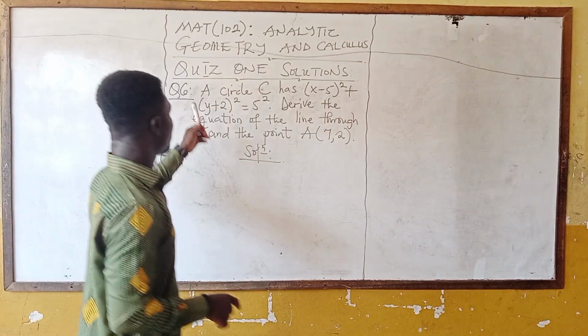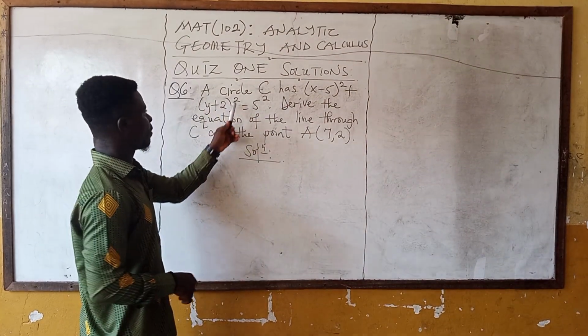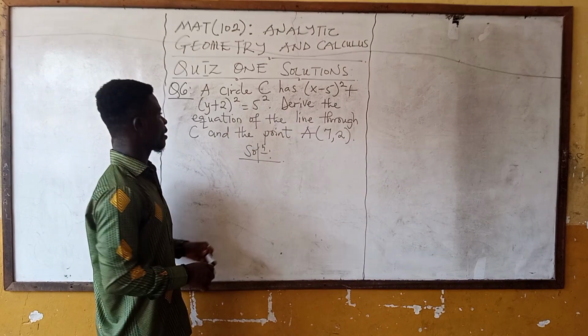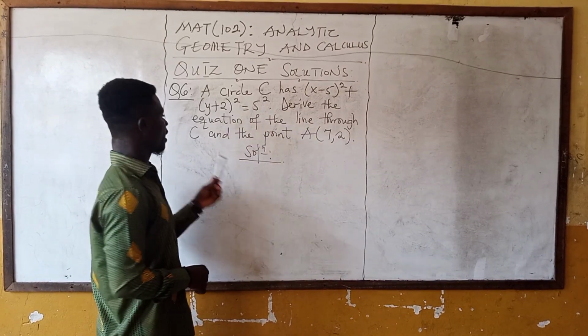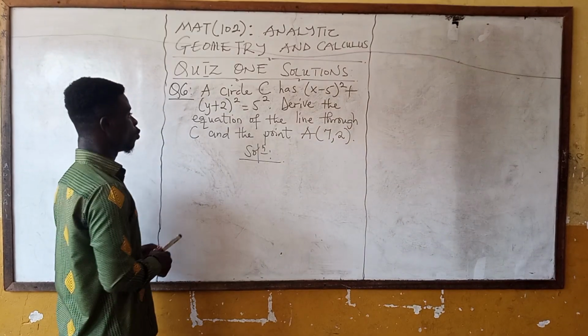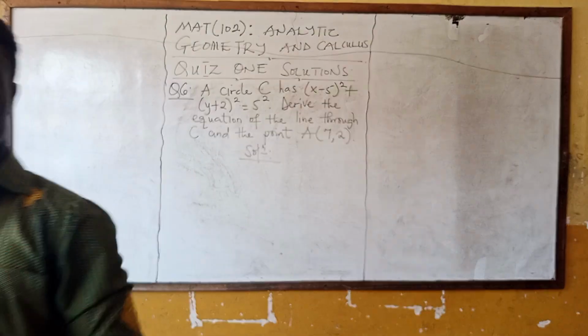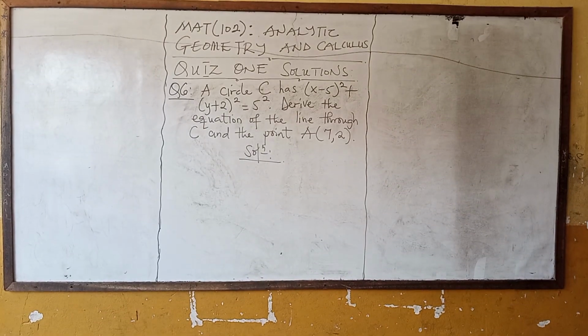Now let's see. The circle C has (x minus 5) whole squared plus (y plus 2) whole squared equals 5 squared. Write the equation of the line through C and the point A, (7, 2). So we have to derive the equation of the line through C. How best can we derive it?